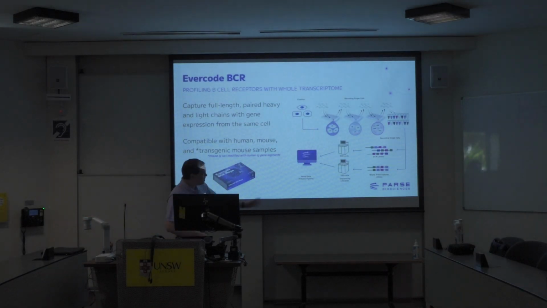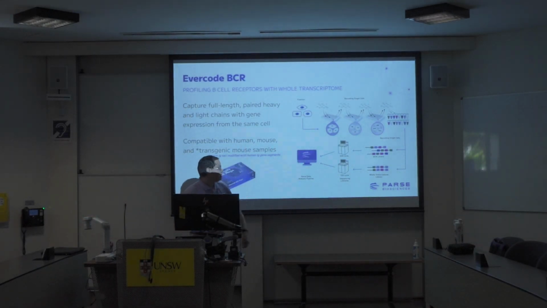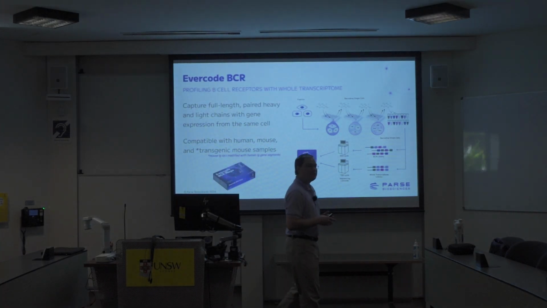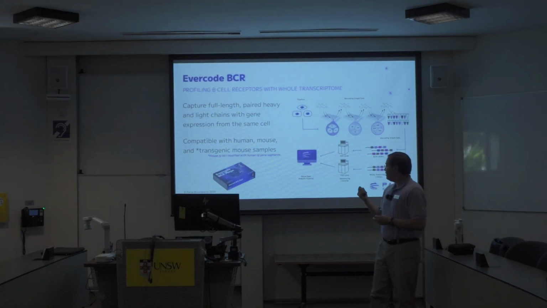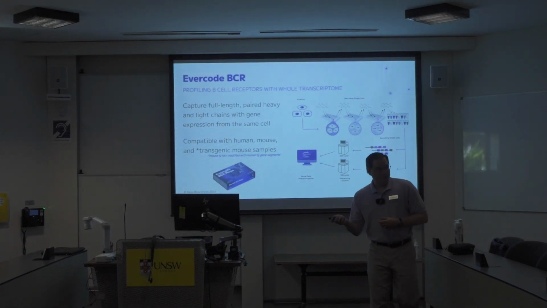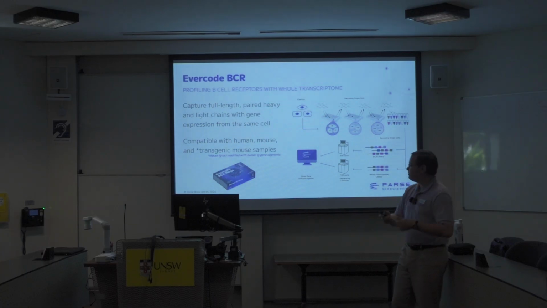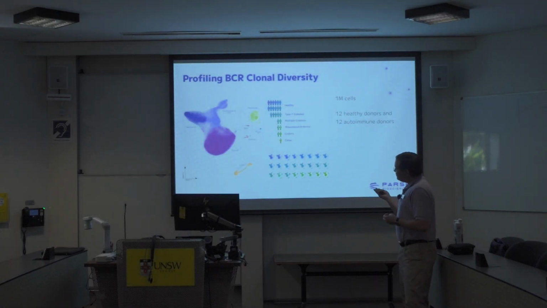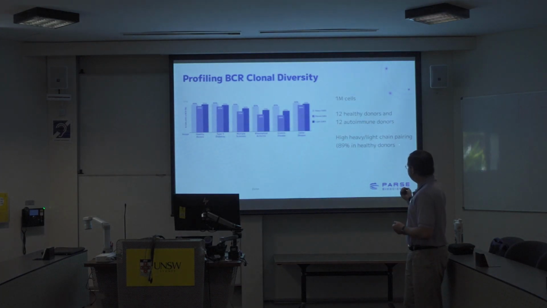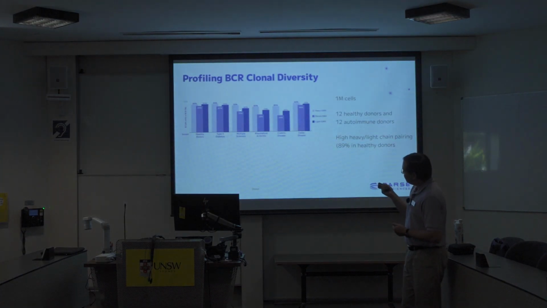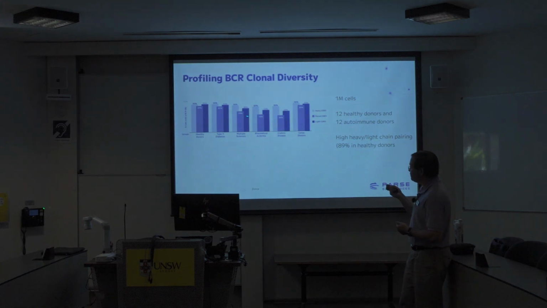So the way this works, you'll do the barcoding, you'll do the library preparation, and then you'll do a hybridization pull-down to pull down the BCR sequences. Now, B cells are antibody-producing factories, so we can just do a pull-down instead of doing an amplification. This is just another experiment, a million cells, 12 and 12, and we see high heavy-light chain pairing efficiency, of course slightly lower in autoimmune patients, but that's to be expected.